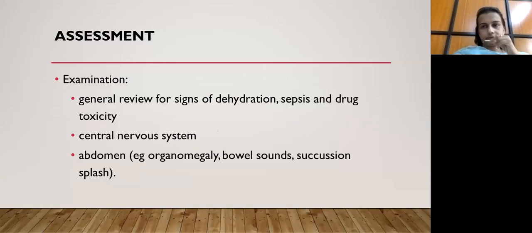Next slide. What do you do for examination? How do you assess a patient? The first important thing is to look for signs of dehydration, sepsis or any drug toxicity, any effect on the central nervous system, and examine the abdomen for organomegaly, bowel sounds, and succussion splash.